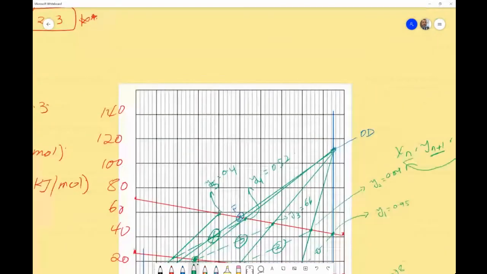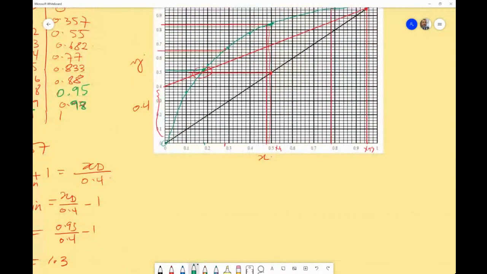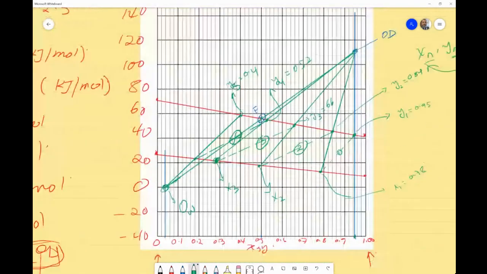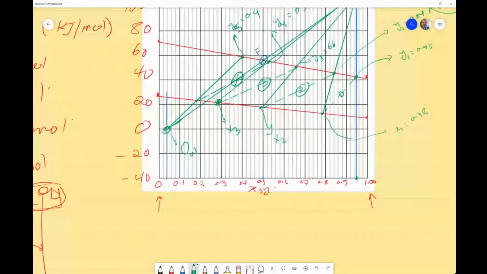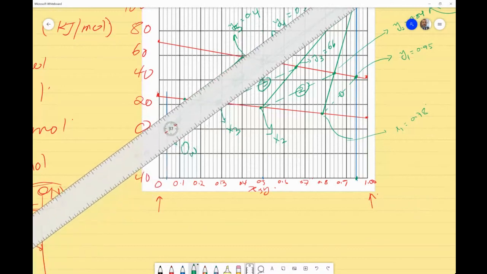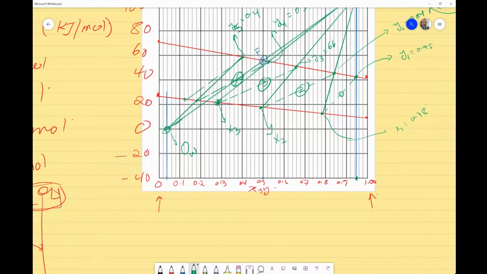So I go back to my equilibrium data. 0.4 will give me almost 0.12. So I go, 0.12 is going to be here. I connect these two lines together again, and that will represent the tie line. Sorry, it's not clear here, but yeah, approximately. So that will represent stage number 3, 4, and this is going to be 5.